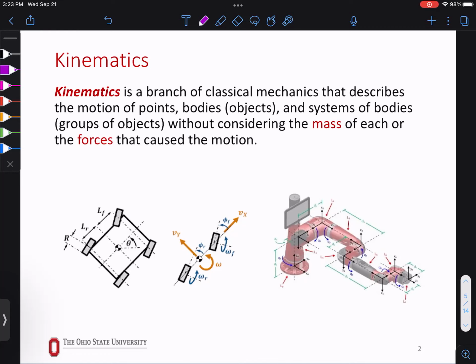Now, we know how much each of these is rotated. So we have the angle of all of this. We want to find out where this end effector will be placed. That's forward kinematics. We define the position and orientation of our end effector, knowing every joint's value.